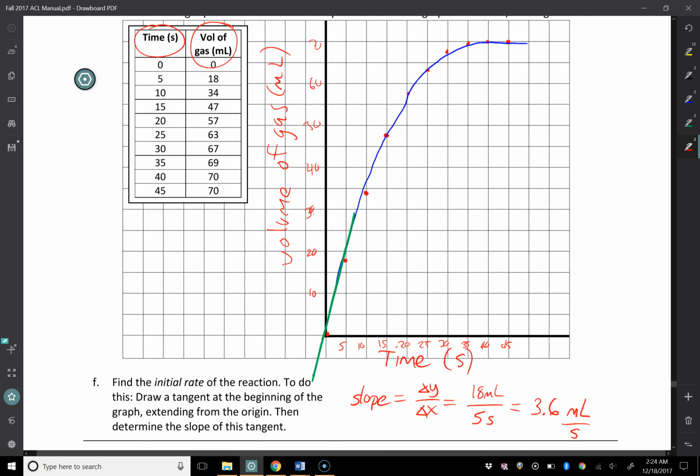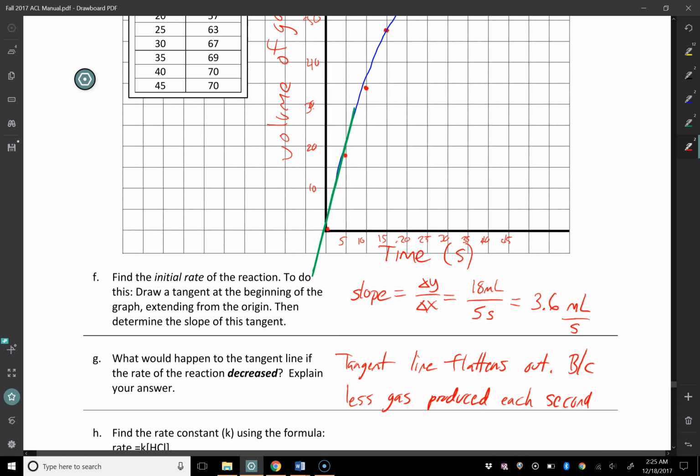And you can see over the course of the chemical reaction, the rate is steadily decreasing. And that's predicted by collision theory. I'll let you think about why.